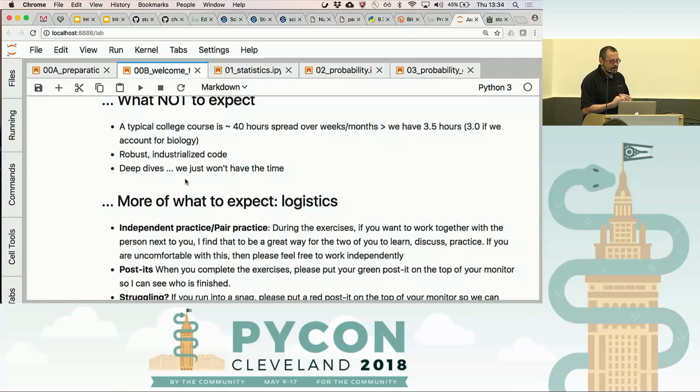You are not going to get robust industrialized code out of this. We spoke about that. And in terms of deep dives, we're not going to have the time. Some folks may ask questions like, I want to know a little bit more about these types of distributions and how they are related to that. We're probably not going to have the time for a lot of that. We could maybe have conversations about that outside of this. I really want to give you this nice high-level overview.